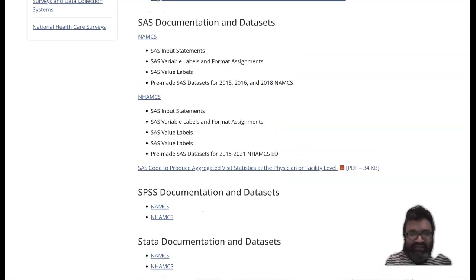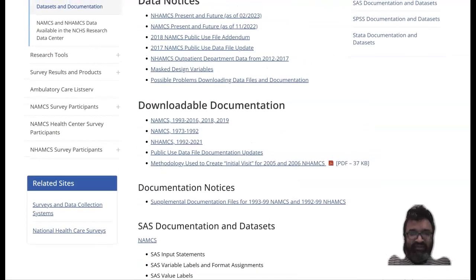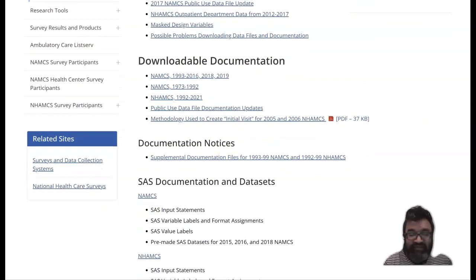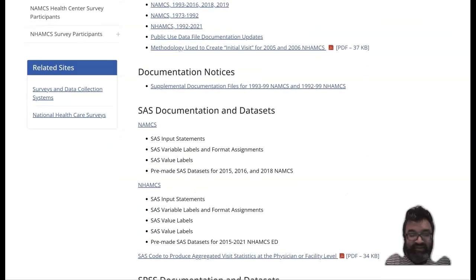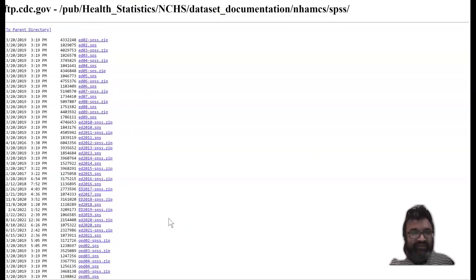As you can see, there are actually two data sets available here. There are multiple types of NAMCS, and you can go into the documentation to see the variables that you really need for the research questions you're asking. So let's go in here and take a look.